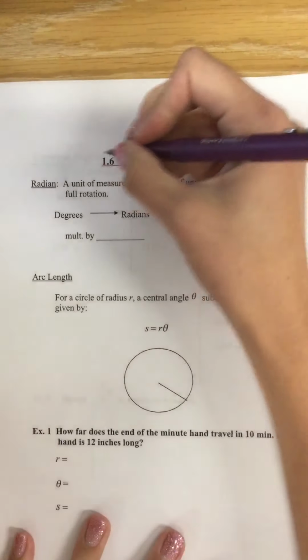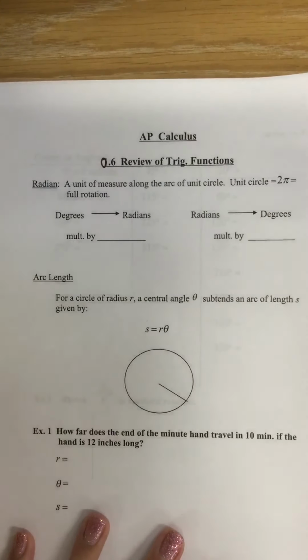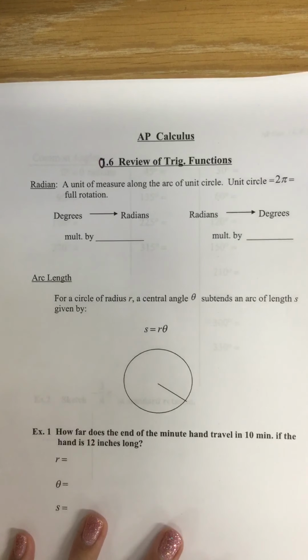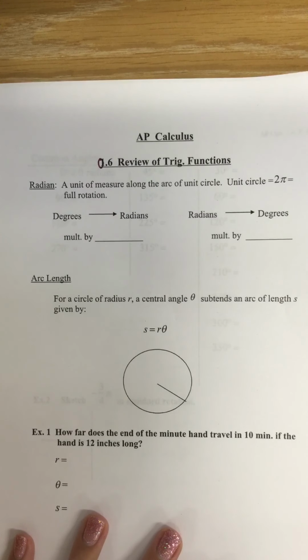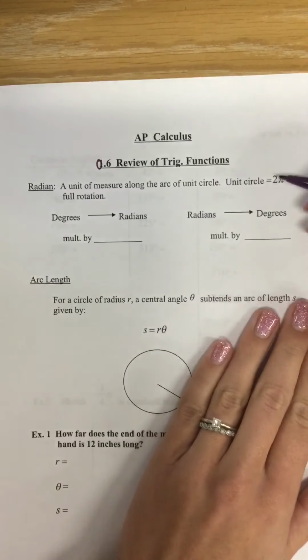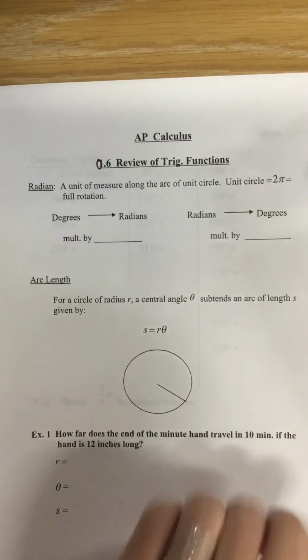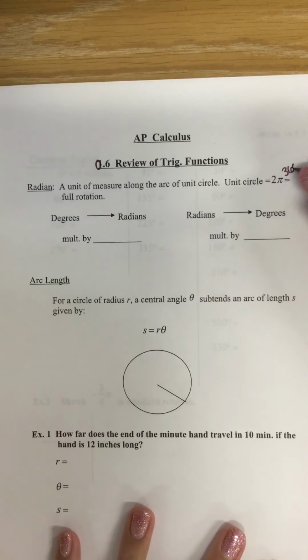Hello, today we are doing Unit 0.6, Review of Trig Functions. Yay for Trig. So the first thing that we're talking about is a radian. A radian is a unit of measure along the arc of the unit circle. The unit circle is 2 pi full rotation, and remember 2 pi is the same thing as 360 degrees, telling us that we're going all the way around the circle.